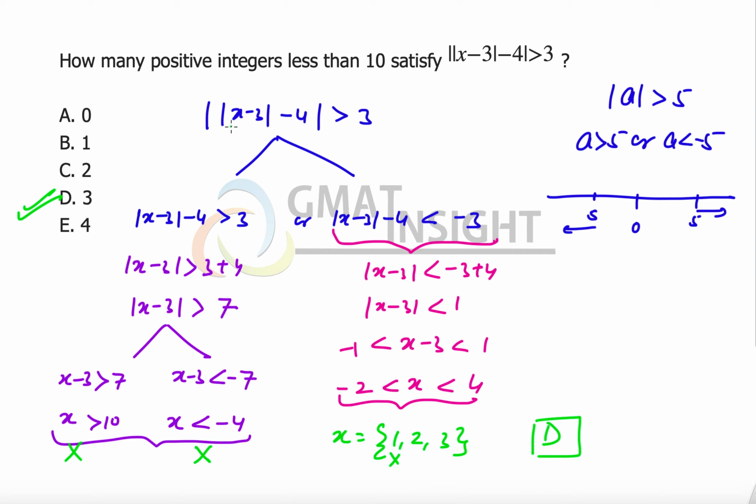Let's substitute 2. 2 − 3 is −1, mod is 1, 1 − 4 is −3, mod is 3, and 3 is not greater than 3. So we have 3 values to substitute, and when we substitute 3, it does satisfy. That is why I said we should not be judgmental when it comes to the inequality. What we are getting now is there is only one value of x, which is x = 3. So the answer should be option B.